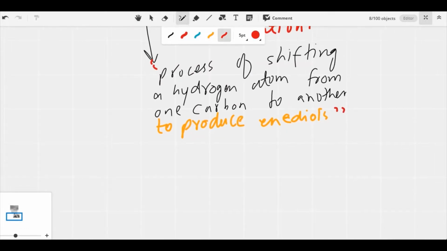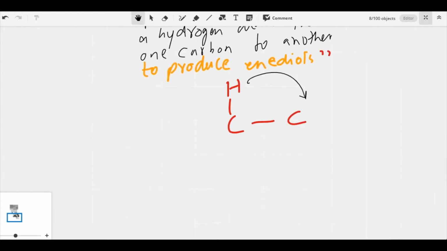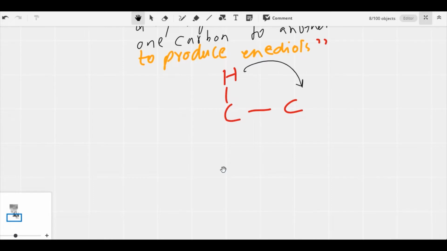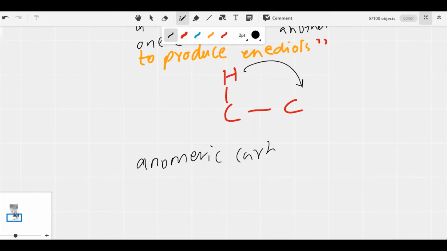In general, for example, here we have two carbons, and the shifting of the hydrogen from one carbon to the other carbon is known as tautomerization. Remember here, the sugar possessing an anomeric carbon atom undergoes tautomerization in alkaline solution. So here it should be alkaline solution.